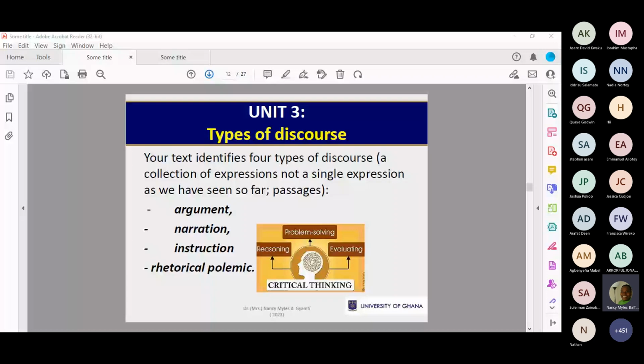Those that are talking about argument, not argument. Those that are talking about rhetorical, polemic, and what have you will be our focus. Yesterday's group, I think I started on argument. I think we can do 2 minutes or so and add to what we have.